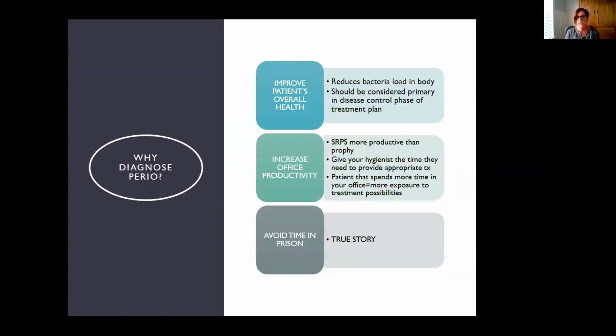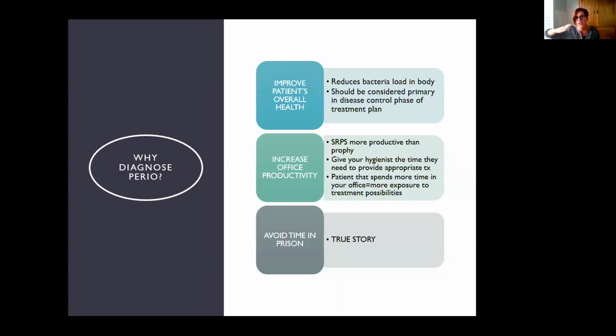First of all, I just wanted to set out the understanding of why we are going to diagnose perio, which seems so obvious, but I know some of you may be in a practice that doesn't value it and just thinks everyone should get a prophy and a little rubber cup polish and be good. So if that's the case, I'm sorry.